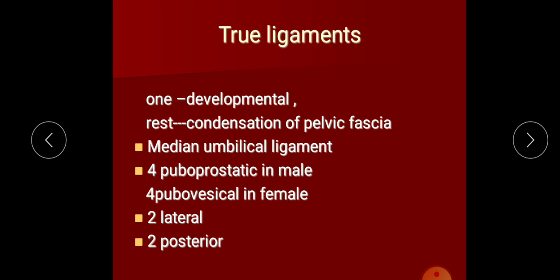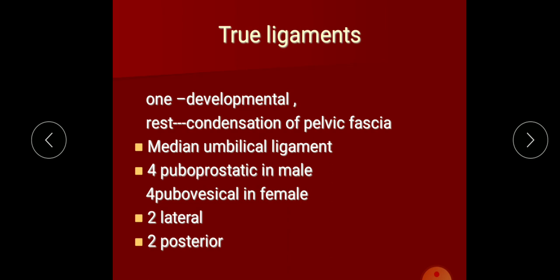So how many ligaments are there? You find the developmental one, the median umbilical ligament, a remnant of the allantois or urachus. And then you find 4 puboprostatic ligaments in males and 4 pubovesical ligaments in females. Out of these 4, 2 are medial and 2 are lateral. Then you find 2 lateral ligaments and 2 posterior ligaments.